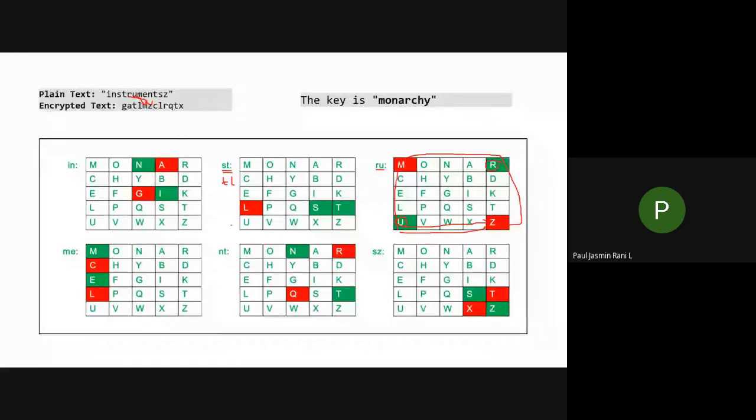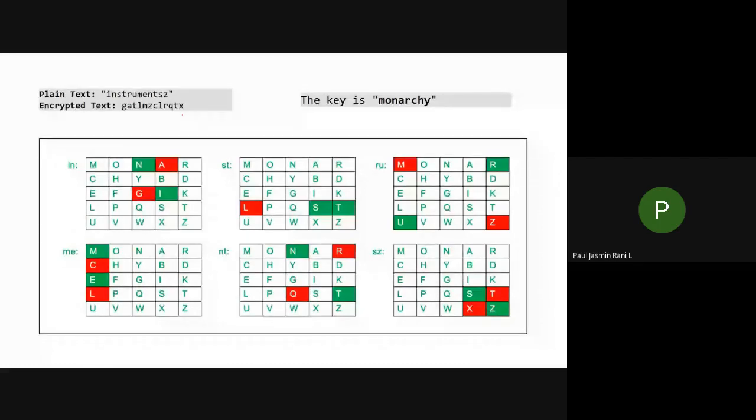So try to fill for the other letters M, E, N, T and S, Z, and check whether you're getting this answer. Otherwise, take this encrypted text in your notebook and see whether you're getting this answer. For this instrument, the encrypted text is GATLMZ CLRQTZ. Please note it down in your notebook and see whether you're getting this answer.